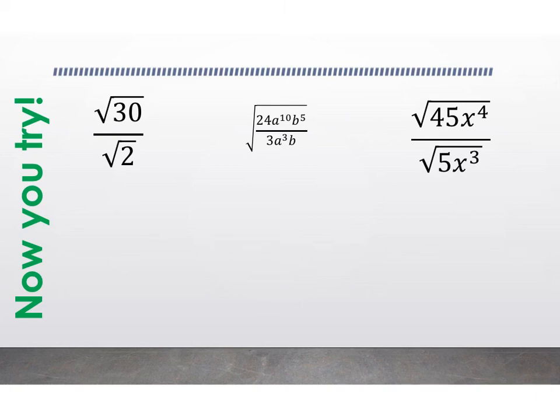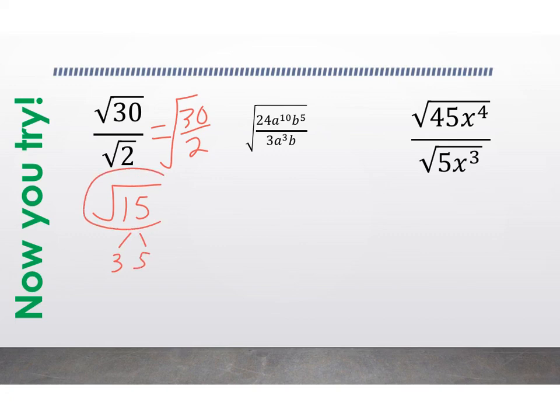So for the first one, we have the square root of 30 over square root of 2. Since we can't break that down, let's write it as the square root of 30 over 2. 30 divided by 2 is 15. And so we get the square root of 15. And if we try to make a factor tree of 15, that's just 3 times 5, so it ends up being no pairs. So that's our final answer here, square root of 15.